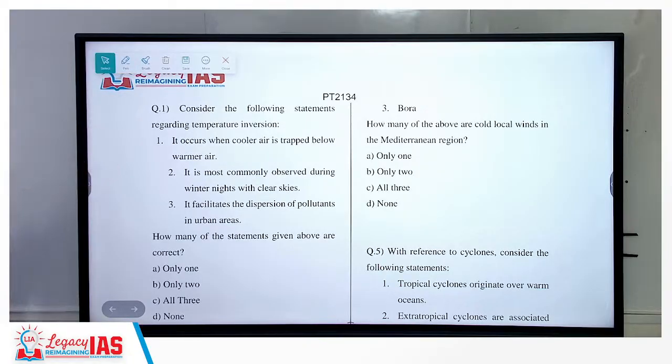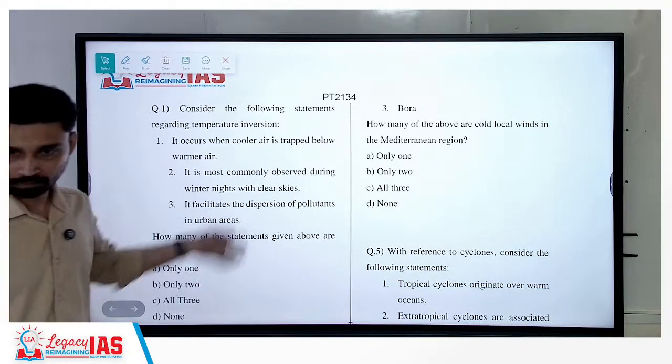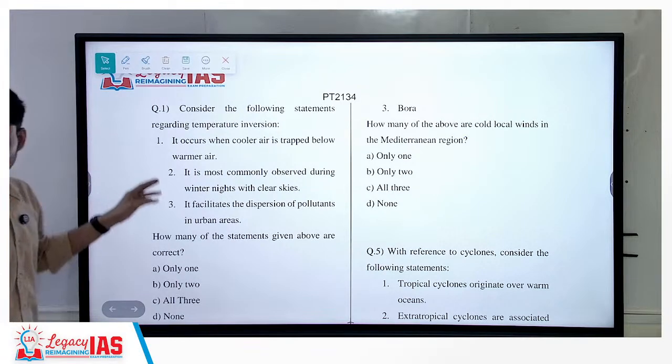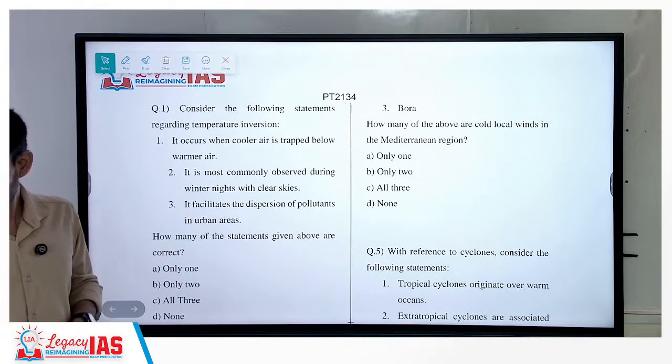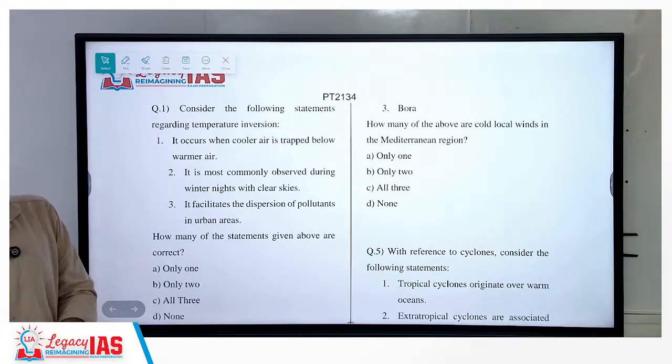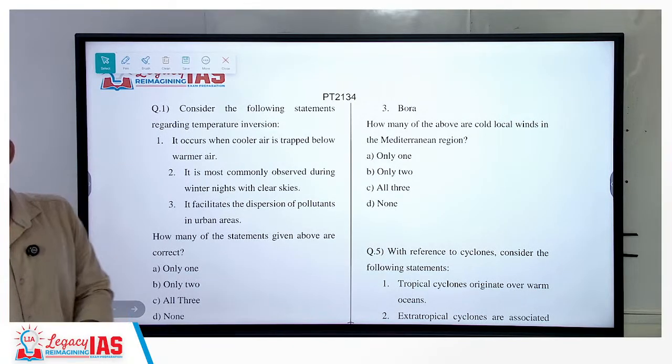First question is about overall how was the paper? Largely it was climatology, right? So how were the questions? Good, moderate, easy, hard, difficult? Moderate, easy to moderate, right?